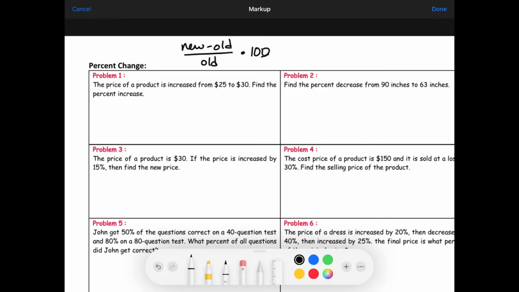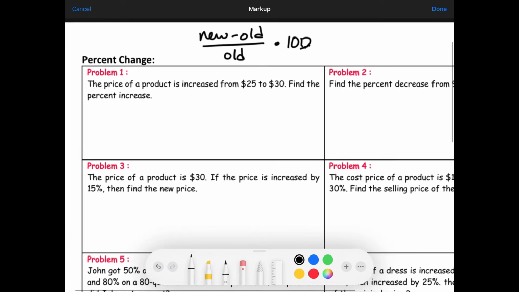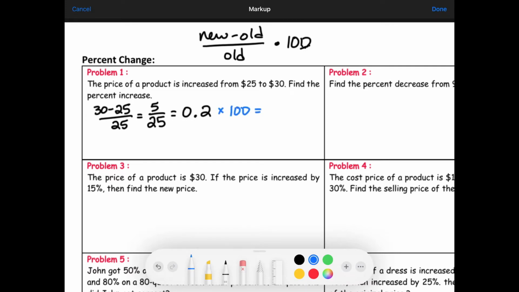So let's see. Price of a product increased from $25 to $30. Find the percent increase. So new minus old over old. The new price is 30. We get 5 over 25, which is 0.2, which if you multiply by 100 or just move the decimal twice would show a 20% increase. Sweet.